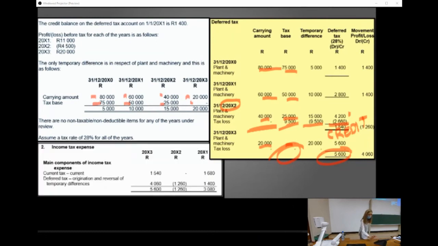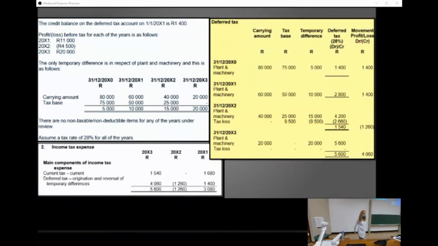Good. Now, if we look at our income tax expense note, we can go and put in our deferred tax movement into our income tax expense note. So we started off with a deferred tax liability of 1,400 Rand, and then at the end of year X1, the balance should be 2,800 liability. So there's our deferred tax.